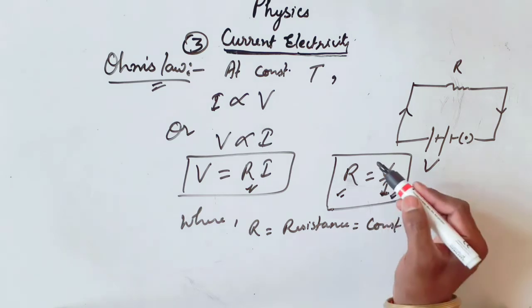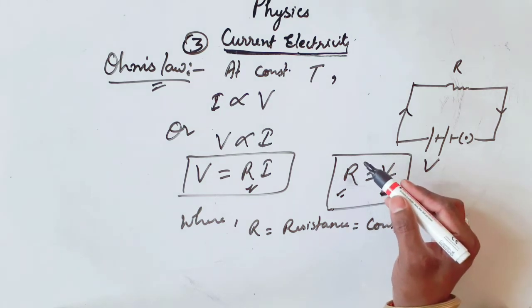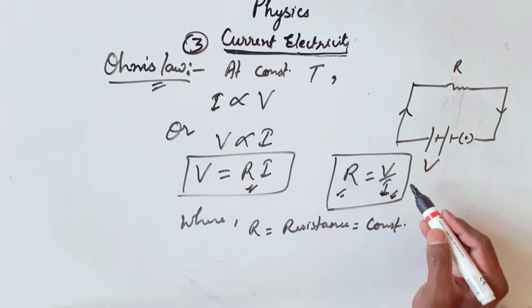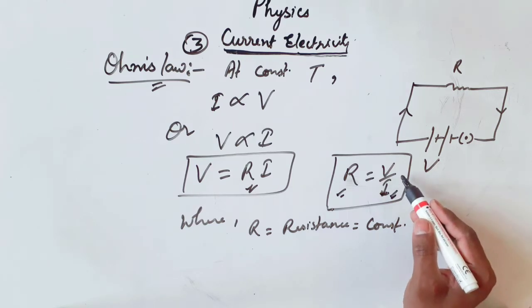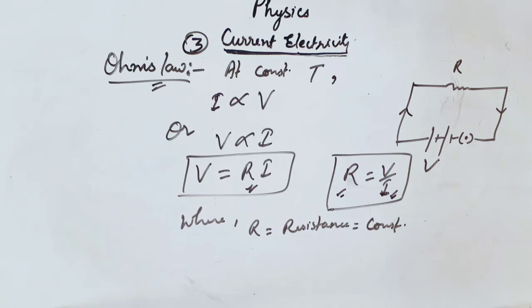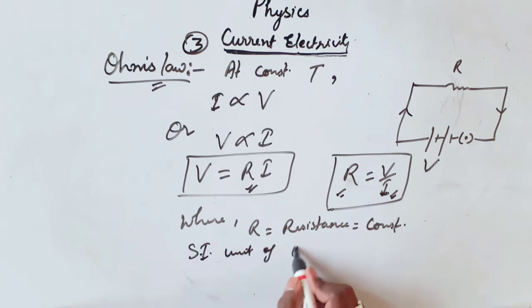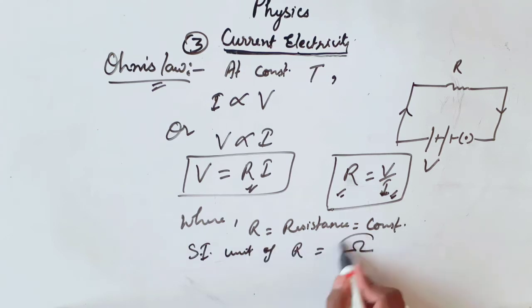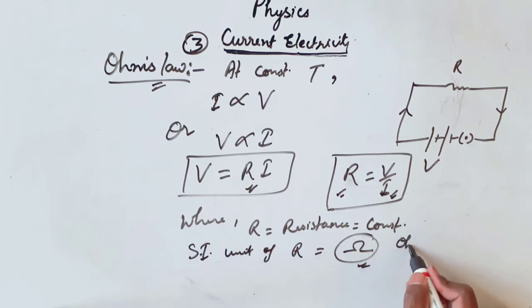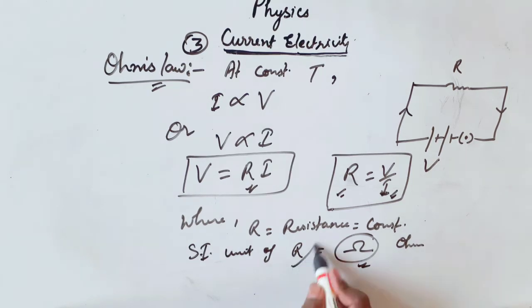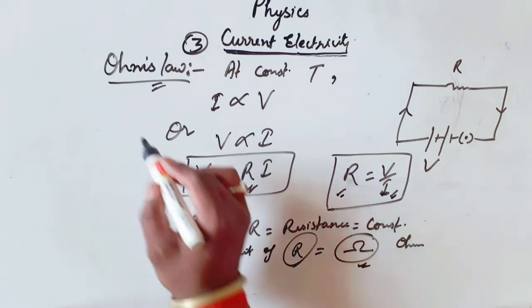So in another definition, resistance is the ratio of applied potential and electric current flowing through the circuit. The SI unit of resistance is ohm. It is represented by this symbol, ohm. This resistance depends on the following factors, which I will discuss later. Firstly, I just want to derive Ohm's law.